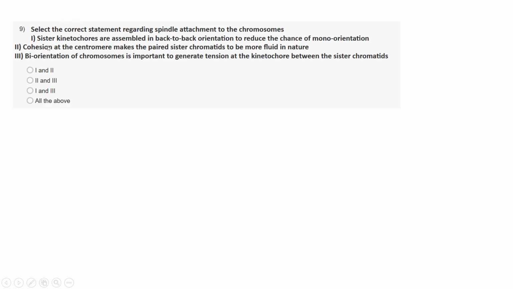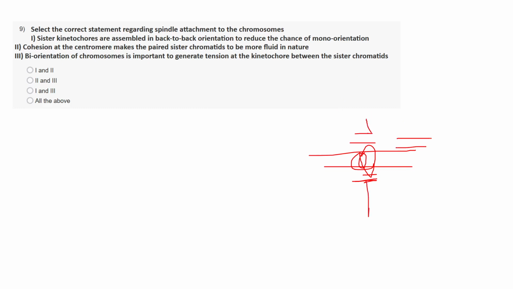So let's look at the options one by one. Sister kinetochores are assembled in back-to-back orientation. So kinetochores, as I told, are assembled on the centromeric region, and they are arranged in the back-to-back orientation, okay, in the opposite orientation, so that it reduces the chance of mono-orientation. So there are two sister chromatids, and around that the centromere is attached. And over there, this is the orientation of the kinetochore. So they are attached in opposite directions with each other, okay, so that the two microtubules will attach.